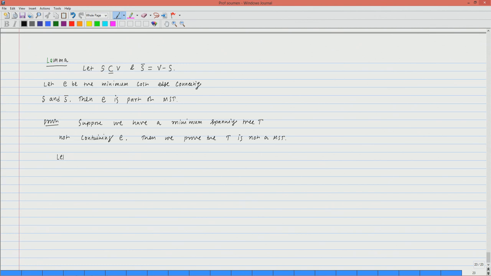So, let this minimum cost edge connecting S and S complement be U V. Suppose this is my S, this part is S and this part is S complement, and this is U and this is V. So, this is E, where U belongs to S and V belongs to S complement.